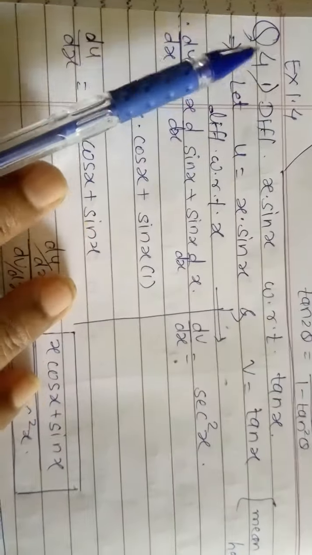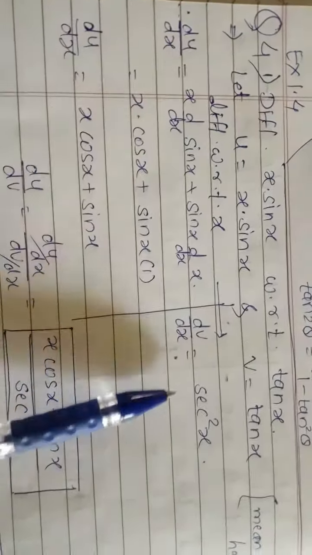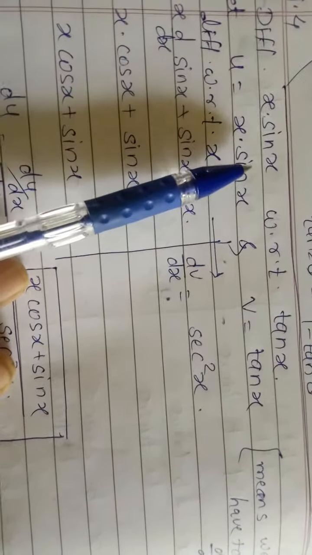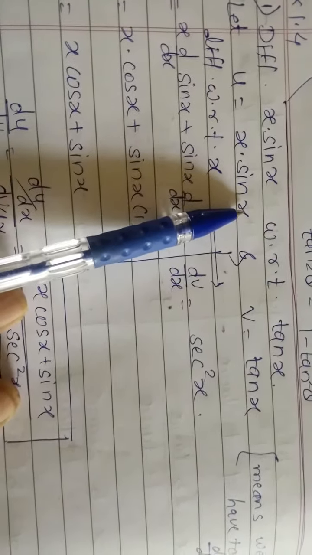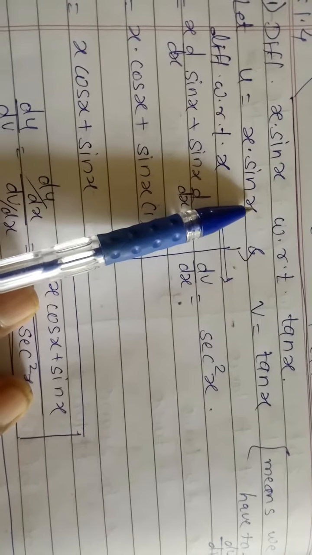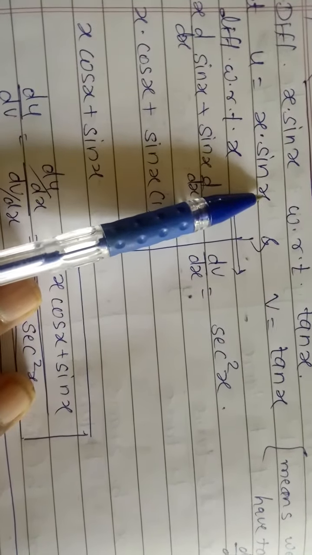Exercise 1.4, question number 4. So this is the last question of this exercise, and the question is to differentiate x sin x with respect to tan x. So in the previous exercise we learned the examples in which we are given the function and we are going to differentiate it.